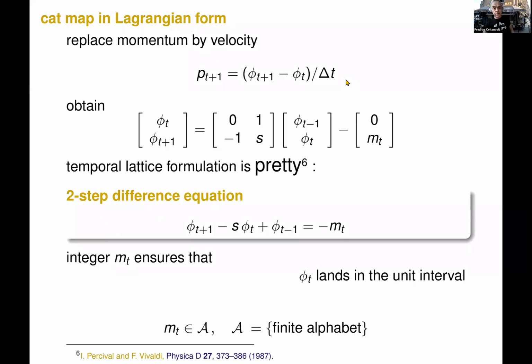You rewrite your equation forward in time, you look at it, and you realize that when you multiply this matrix, we have a very pretty two-step difference equation. It says, if I'm on lattice site t on a one-dimensional temporal lattice, then I have to see what happened before and what's going to happen next.